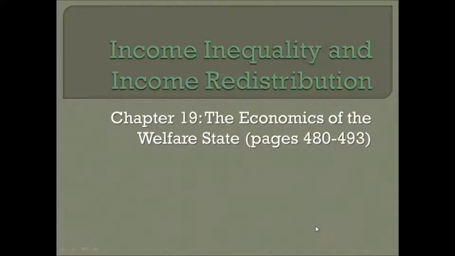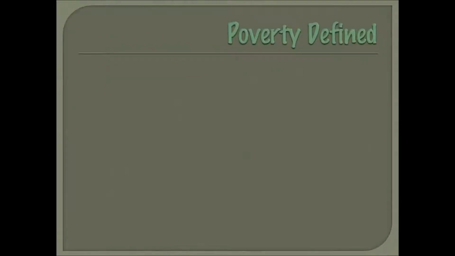All right, welcome back. Today we're going to look at income inequality and discuss some of the programs available by the U.S. federal government to deal with income inequality and redistribution of income. In class, we're going to talk a little bit more about how you measure the degree of inequality, and we'll talk a little bit about the appropriateness of various policies. This information is in Chapter 19 of your book, and we'll start by talking first about poverty.